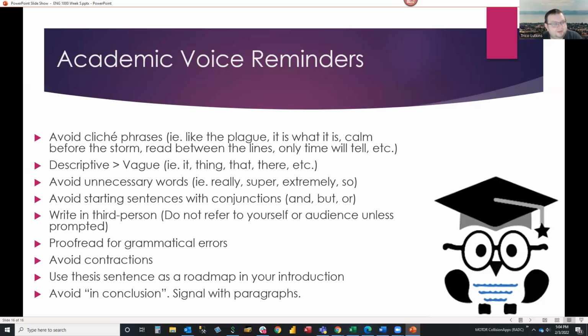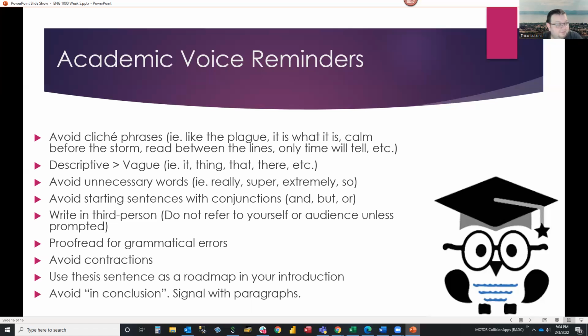You want to avoid contractions. Usually, I'm not real big on avoiding contractions because I think it makes people sound like a robot. Like if I say I cannot do that instead of I can't do that. But in a formal paper, it's probably best to avoid contractions.